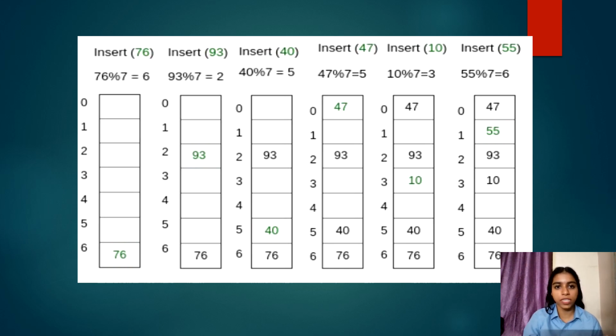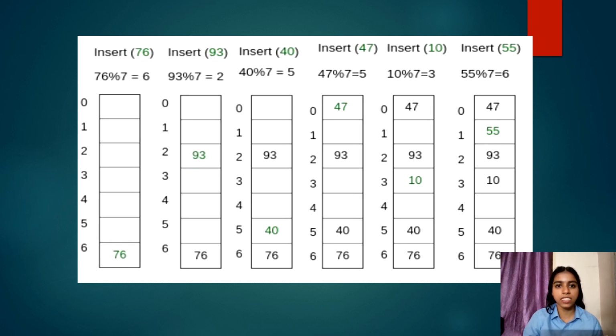Now we insert 40. 40 modulus 7 equals 5. Index 5 is empty, so 40 is placed at index 5. Next we insert 47. 47 modulus 7 also gives 5. But index 5 is already occupied by 40, so a collision occurs. To resolve this collision, linear probing is used. We check the next index, which is index 6, but it is already occupied. We then move to index 0, which is empty. So 47 is inserted at index 0.